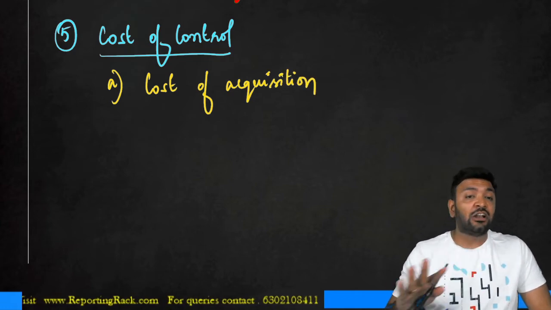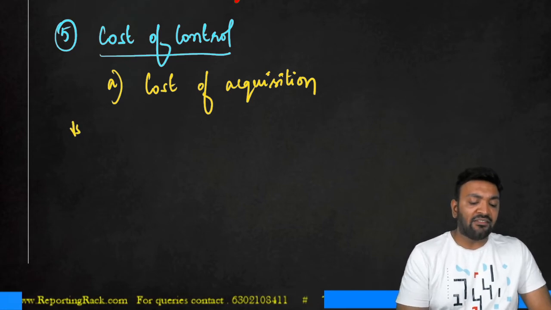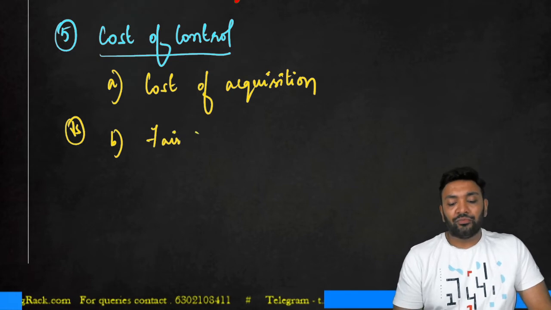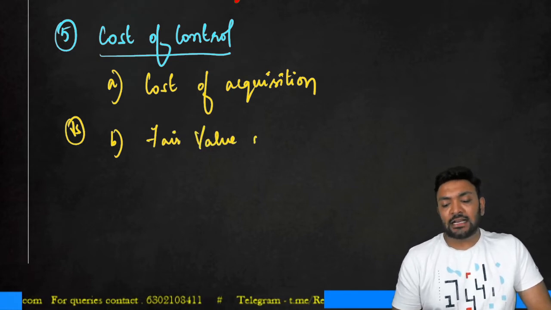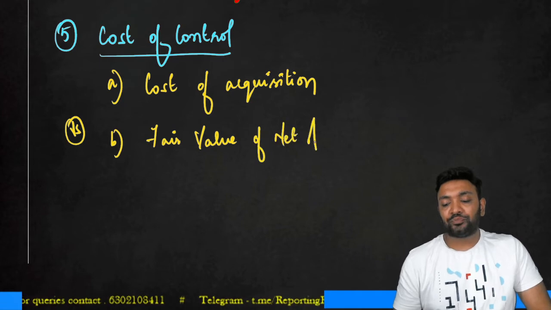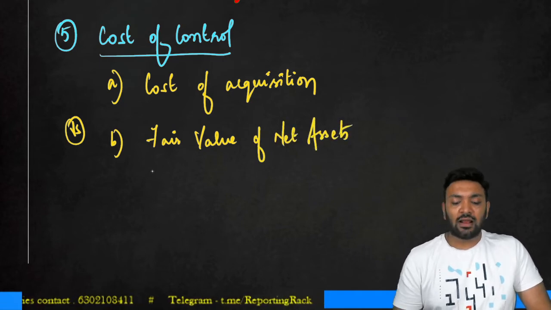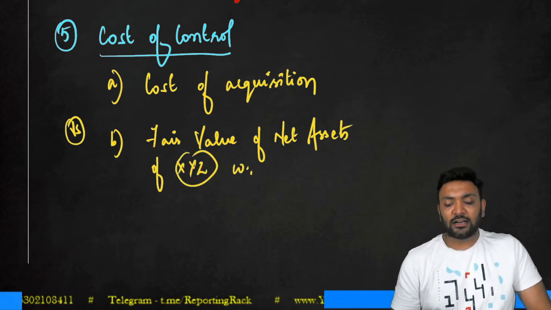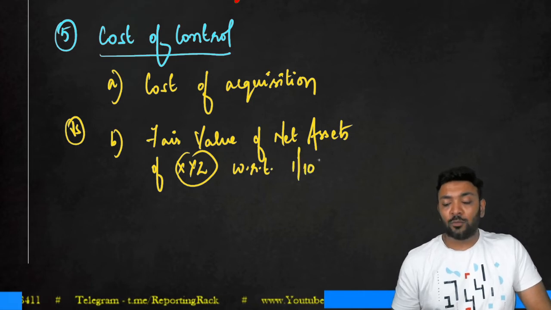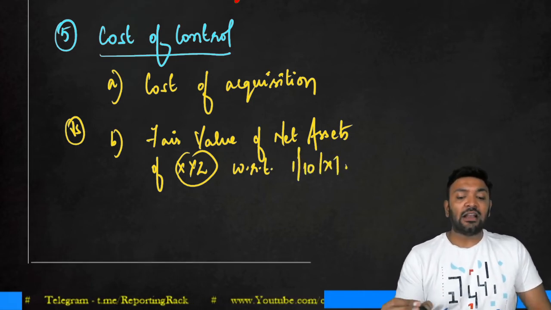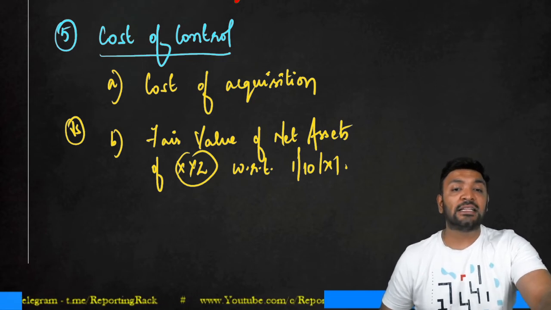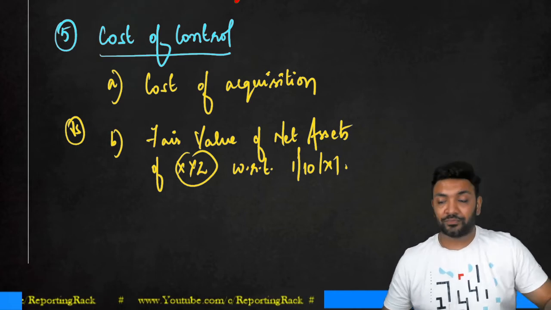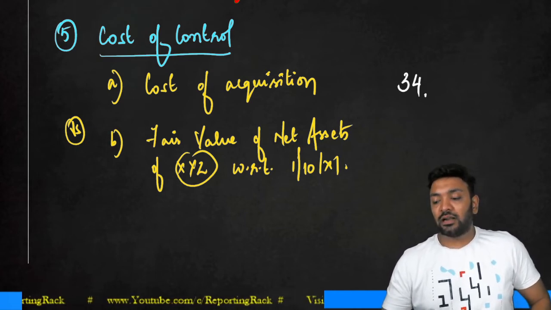Add on date of acquisition, not there, forget about it. Directly, I will compare this with the fair value of net assets of XYZ. What is your cost of acquisition? Go back to your balance sheet and check. In your balance sheet on the asset side, it is already given as 34 lakhs.